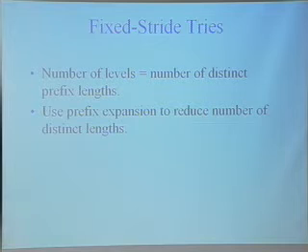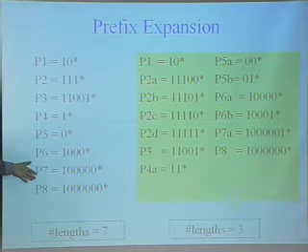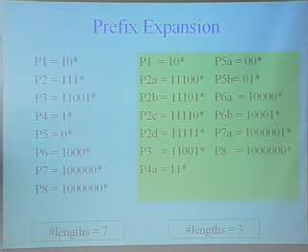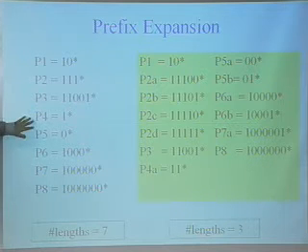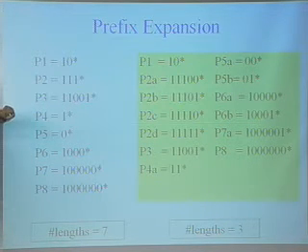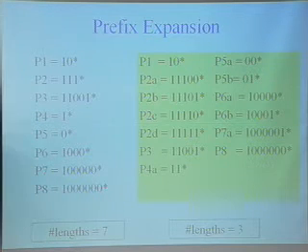And if you want to reduce the number of levels, you have to somehow control the different lengths. To control the different lengths, we use a technique called prefix expansion. If I look at this stuff here, this is what I had before. Here there are 7 different lengths. You've got prefixes of length 1, 2, 3. I don't have a 4, I suppose. I've got a 5, 6, and a 7.